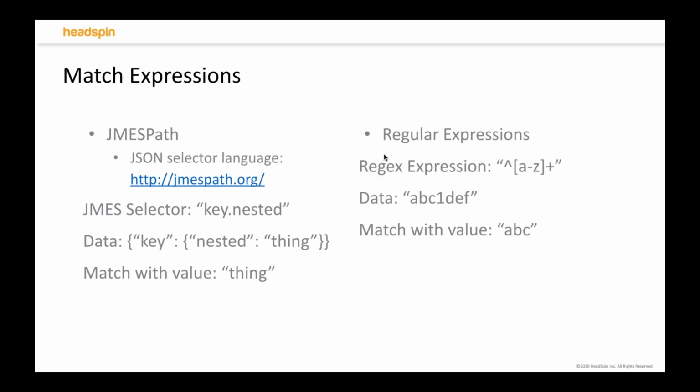We support regular expressions, but we also support this JMESPath, which is a JSON selector syntax. This is our observation that a lot of APIs have a JSON-based format, so it sometimes is easier to reason about using a JSON-type selector. An example of this selector would be if key.nested were the selector, then that would select the thing from this sample JSON here in data. The full specification is here at this URL for more detail.